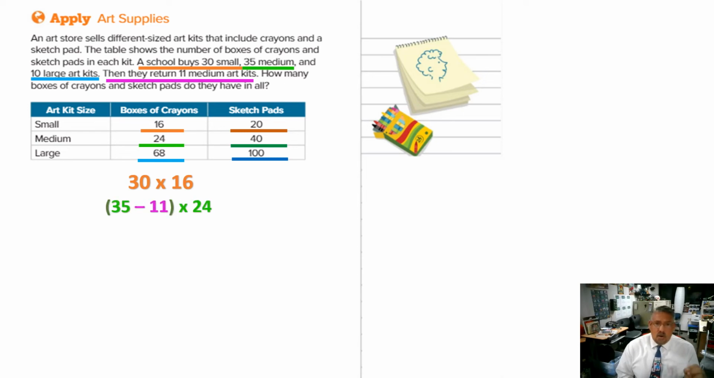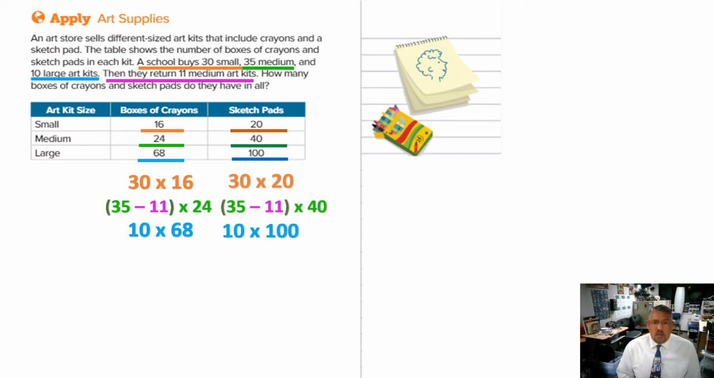So what that becomes is 35 minus 11. Now, you might automatically know that that is going to be 24 times 24, but let's just say we're going to leave it as a math problem, right? And then when I look at my large, I have 10 that I buy, and there's 68 of those. All right, so those would be my expressions for each of those. And then when I do the other pieces, now I have 30 times 20 for the sketch pads, the 35 minus 11 times 40 for the sketch pads for the medium, excuse me, and 10 times 100 for the sketch pads for the largest.